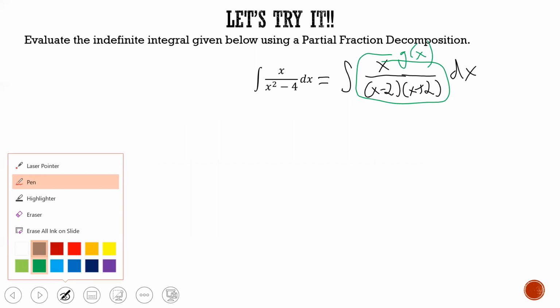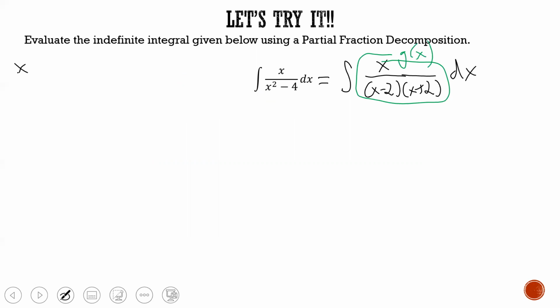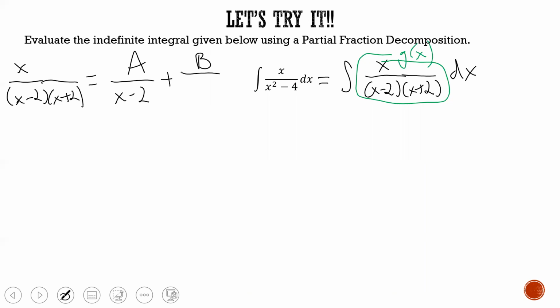So we're going to have x over x minus 2 times x plus 2 set equal to some letter a over the first part, x minus 2, plus some number b over the second part, which is x plus 2. And so what we have to do here is solve for the values of a and b.